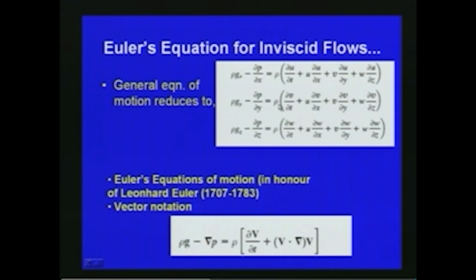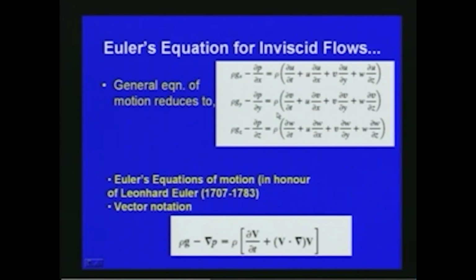minus del p by del y is equal to rho into del v by del t plus u into del v by del x plus v into del v by del y plus w into del v by del z, and in the z direction rho g z minus del p by del z is equal to rho into del w by del t plus u into del w by del x plus v into del w by del y plus w into del w by del z. So these are the Euler's equations for inviscid flows.